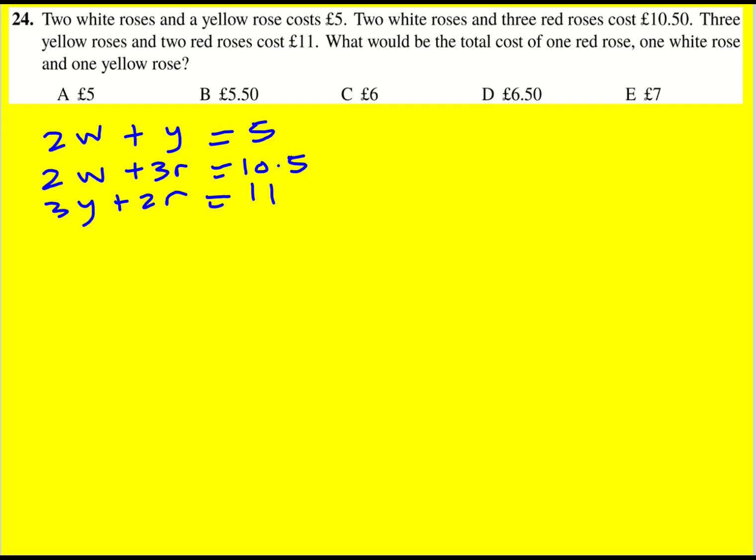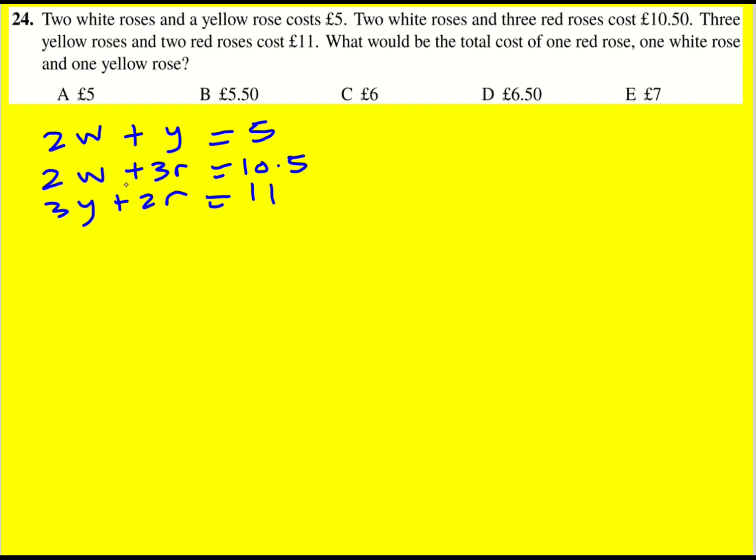Quite often in questions like this, you can quite quickly combine them to just get, for example, some multiple of W plus Y plus R. This is question 24. There's a bit more to it. For example, if we add them all together, you would have 4W plus 4Y, but then 5R. Okay, we'd actually have an extra red rose, so that's no good.